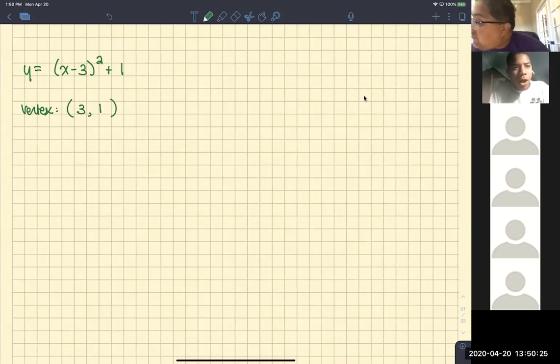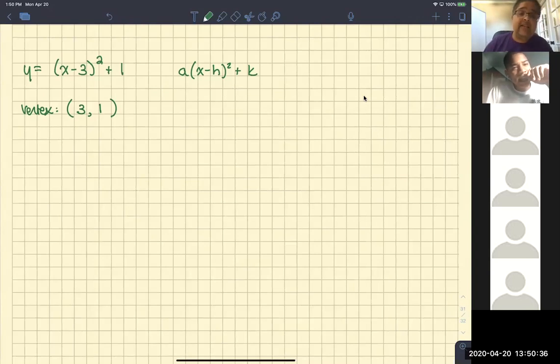Remember, the standard form is a(x minus h) squared plus k. So as long as h is being subtracted, h is positive. Now, if h is being added, then it's negative. And k is the reverse. If k is being added, it's positive. If k is subtracted, it's negative. Okay, so what does that mean?